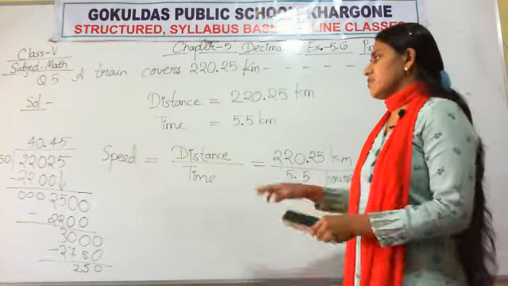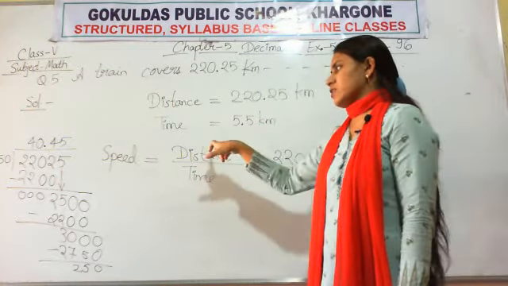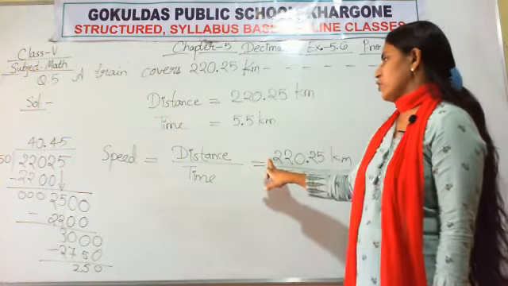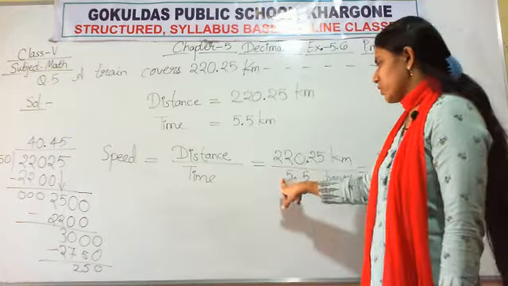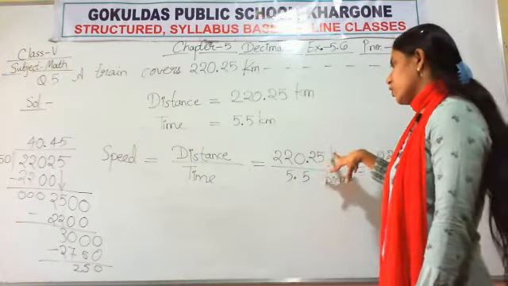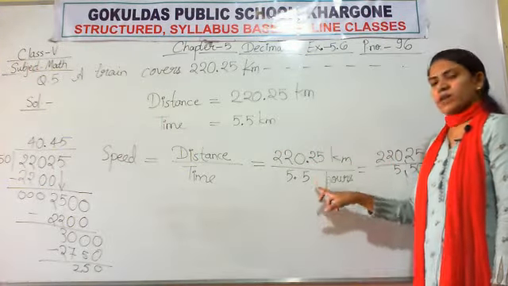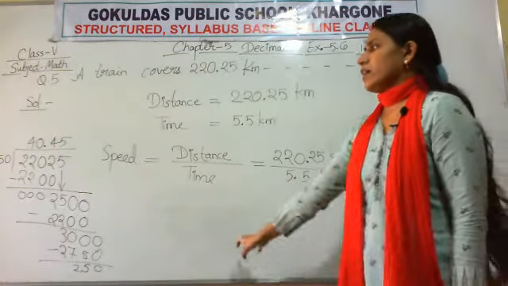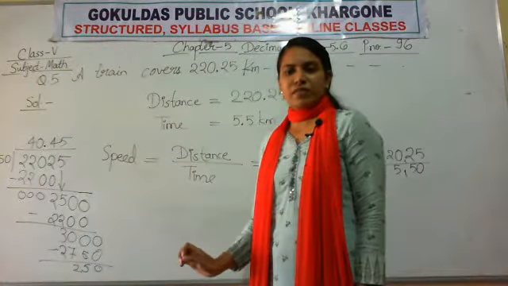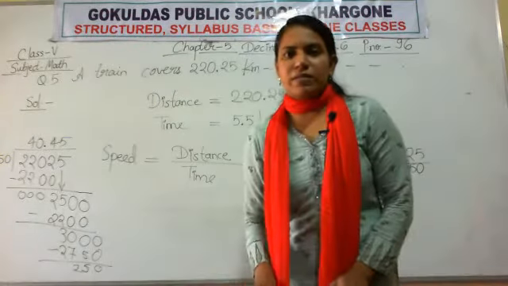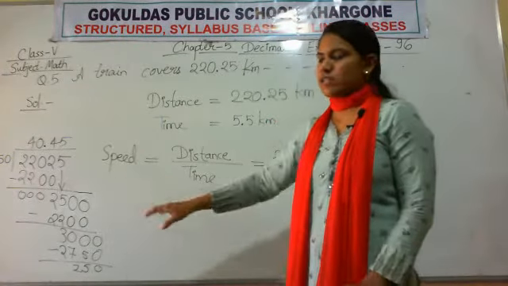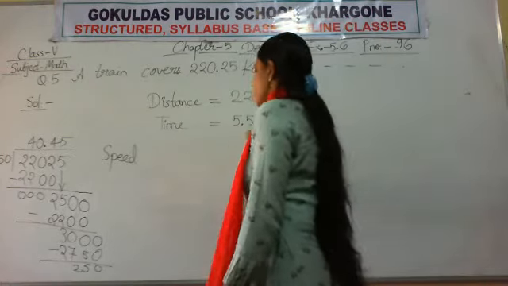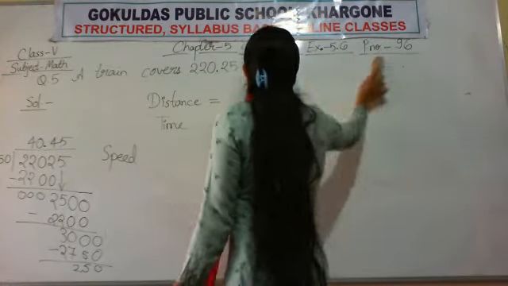Okay, just remember this formula: speed is equal to distance upon time. At the place of distance we put the value of distance, at the place of time we put the value of time, and we are dividing this number by this. After division we will get our final answer. But here in division I think some problem is there, so I am leaving this question here. I will provide the solution in the PDF.